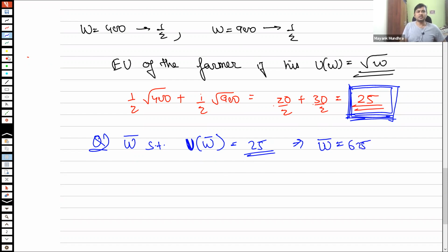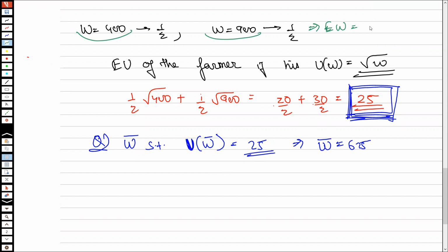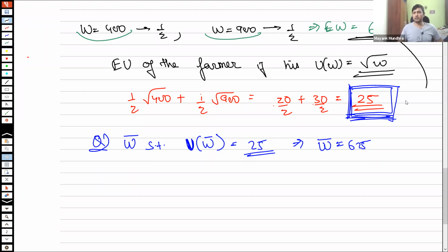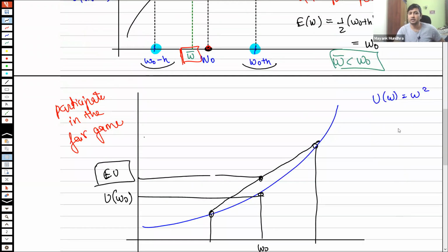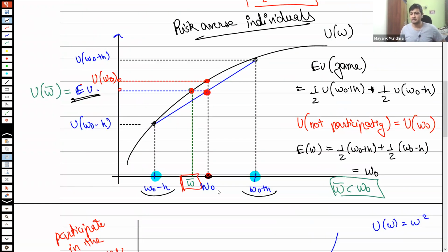All right. So in the initial situation, what was the expected wealth of this guy? Half into 400 plus half into 900, which is 650. So at 650 expected wealth, he was ending up at the expected utility 25. But at 625 fixed wealth, he also ends up at the utility of 25. So you can imagine this W naught as 650 and this W bar as 625.